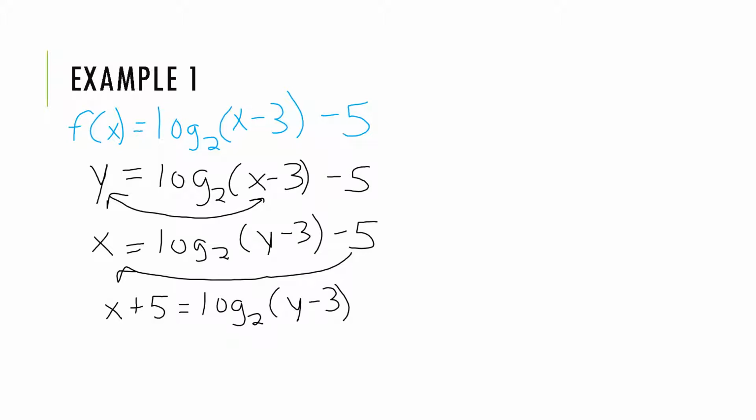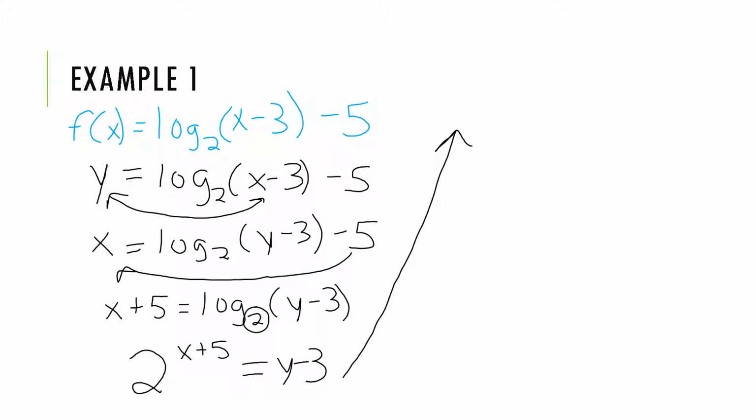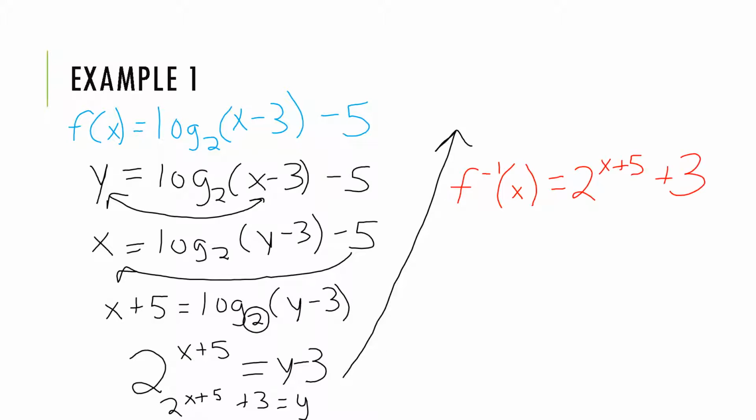And then we are going to rewrite this using an exponent. So we're going to raise 2 from right here to x plus 5, and that is going to equal y minus 3. Since we want the y by itself, we're going to subtract 3 to the other side and get 2 to the x plus 5 power, plus 3 equals y. And if we want to write that as a function, we would say f inverse of x equals 2 raised to the x plus 5 power, plus 3.